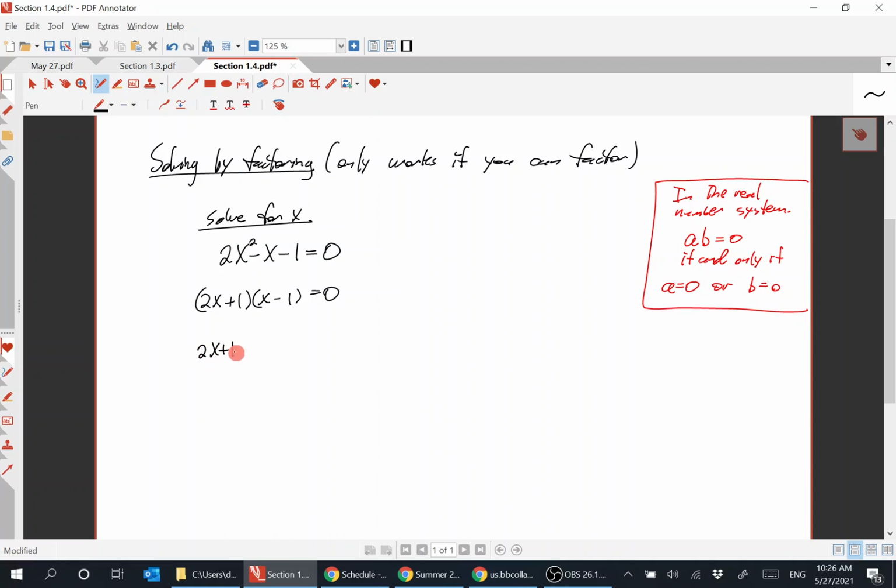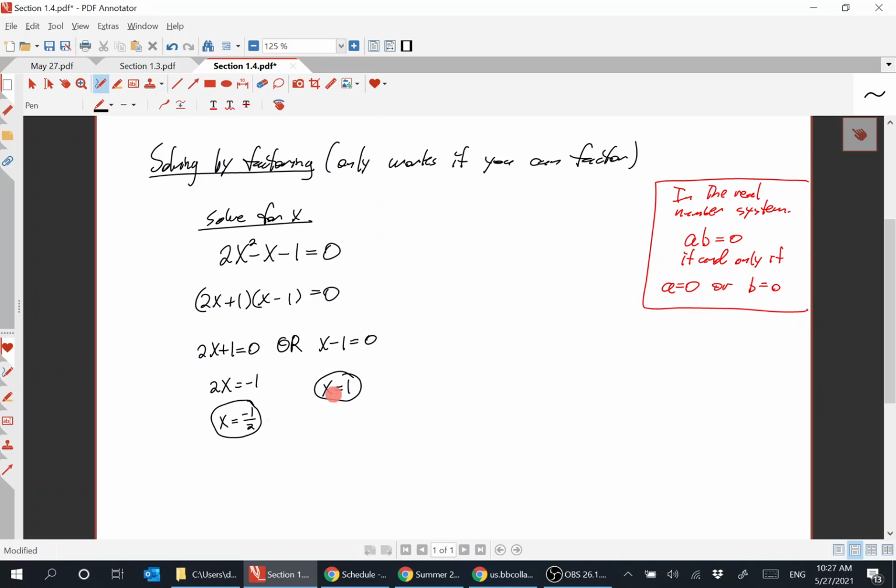So 2x plus 1 equals 0, or x minus 1 equals 0. Now these are both linear, so you can solve for x. 2x equals negative 1, and then you divide by 2, x equals negative 1/2. So that's one answer. And with this one, you just get x equals 1 by adding 1 to each side. In a linear equation, you only get one solution. But in a quadratic, you often get 2.